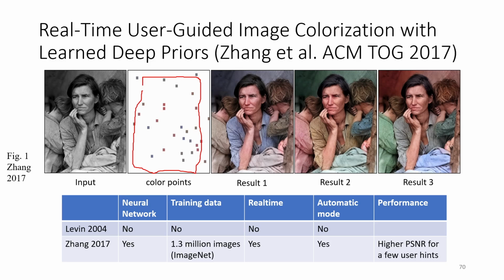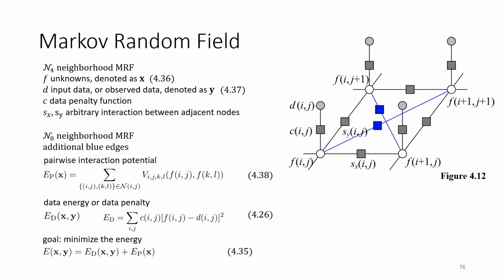Therefore, it can compare his TOG paper with the others, because in his ECCV 16 paper, there is no input local hint, so there is no head-to-head comparison. But in his 2017 TOG paper, since there are local hints, they can compare with each other. Okay, now that is an example. Colorization is an example of scattered data interpolation.